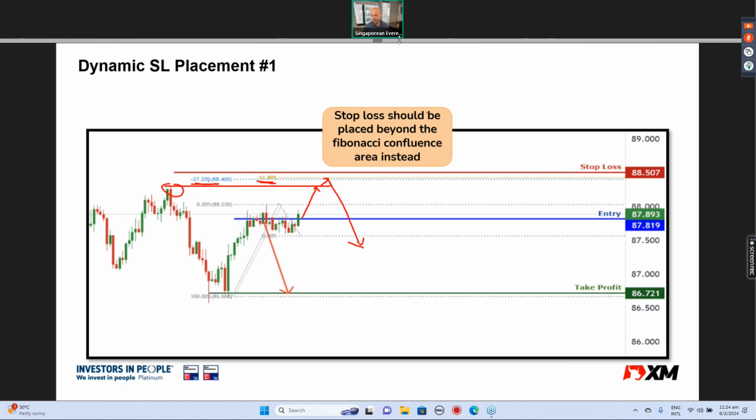So stop loss, this is important. Stop loss should be placed beyond the Fibonacci confluence area instead, right? Because we saw this was a pullback resistance here. We had originally identified the stop loss to be at 88.34, but because we have this Fibonacci confluence area here, we need to place the stop loss beyond it, or in this case, above the confluence area.